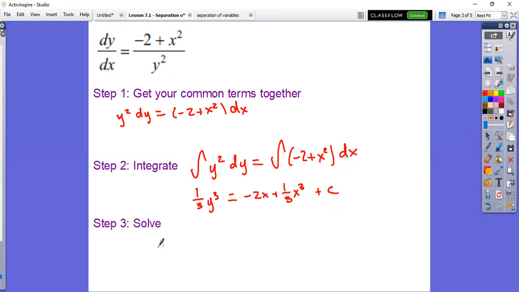So now all that's left is to solve for x, or sorry, to solve for y. So then this would be y equals -6x plus x cubed plus c to the 1/3. And so this would be the function for y. This would be the general solution, meaning that anything that has this form, this constant c could change, but anything with this form would give me this derivative for dy over dx. All right, so that's an example of finding a general solution.